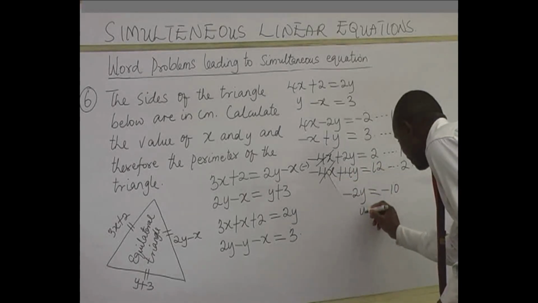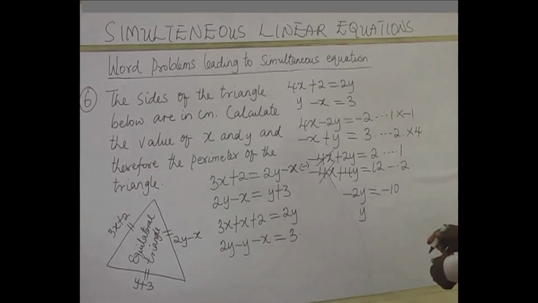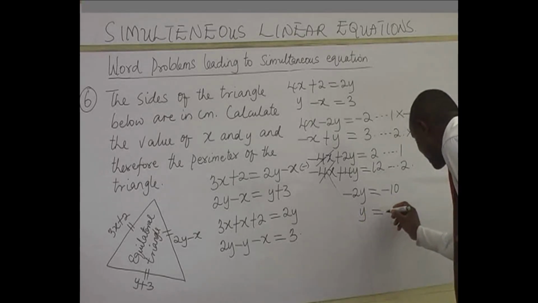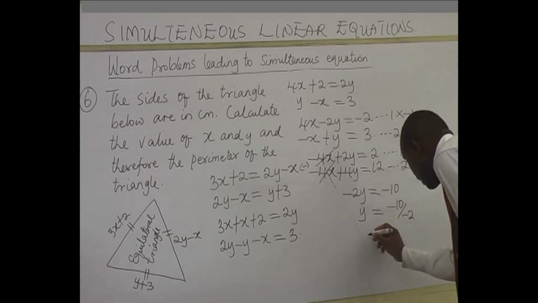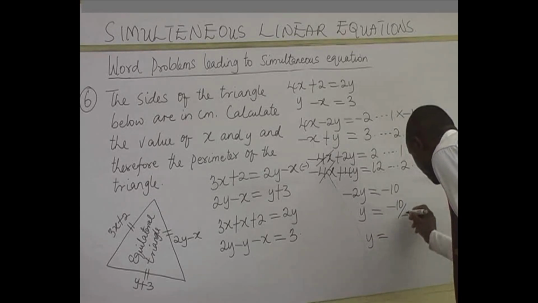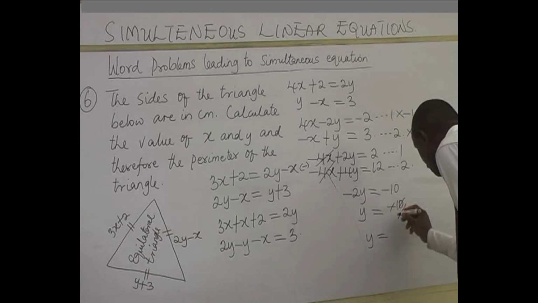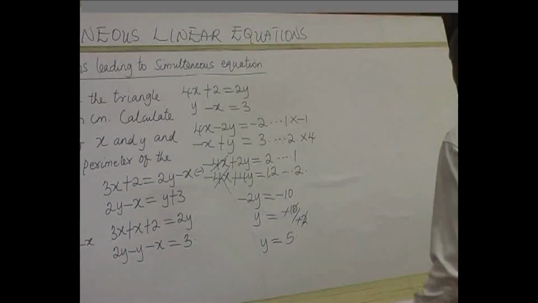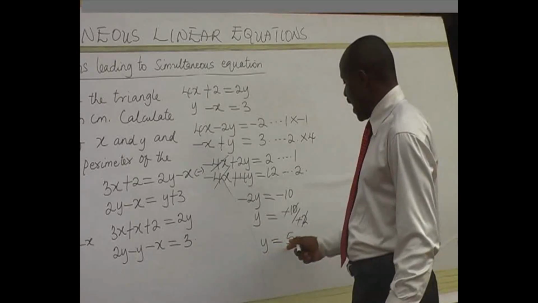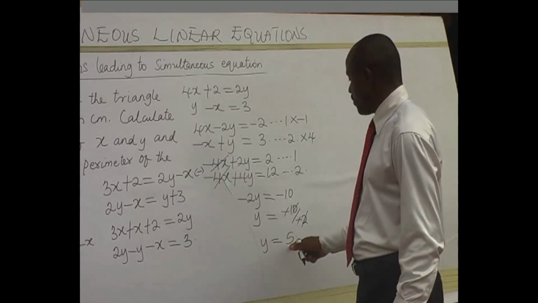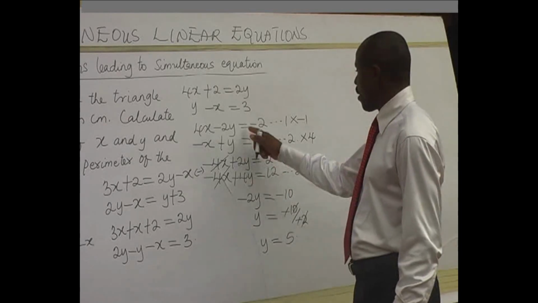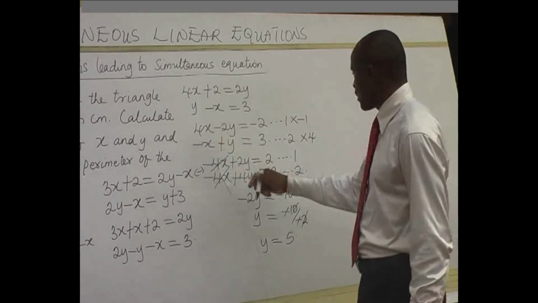If you divide both sides by minus 2, you'll be left with only y in the left hand side. And in the right hand side you have minus 10 divided by minus 2. y will now boil down to plus 5. Now that we have found the value of y to be 5, we are going to substitute y is 5 in our equation 1 to get the value of x.